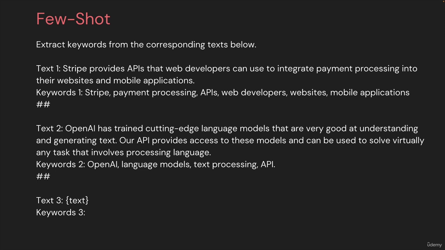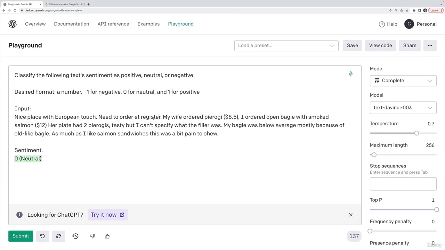I always start with a 0-shot approach. Again, it's just a fancy way of saying no examples. And then if I'm struggling to get the model to do what I want, at that point, I'll incorporate an example or two. So an example of how we could actually use this is from the previous video. We had this classify the following text sentiment as positive, neutral, or negative. Desired format is a number.